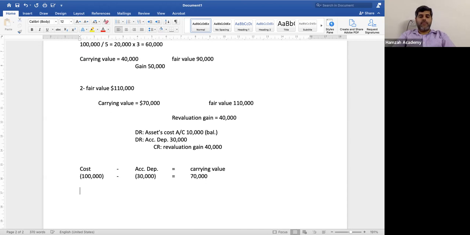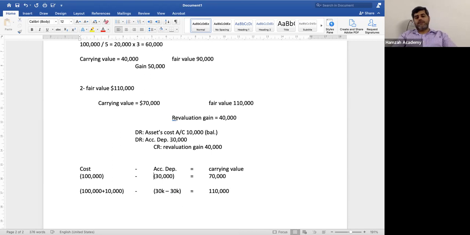Now what will happen? 100 plus, it is debiting, no? The asset's cost account is debiting. So I'm going to add 10 here, and then 30,000 minus 30,000. I am going to have 110,000. Then the 30 is reversed, because accumulated depreciation being debited means we have to reverse it. So I have 100 plus 10 is 110, whereas the accumulated depreciation is now standing at 0. I'm going to have this at 110,000, which is basically my fair value over here.